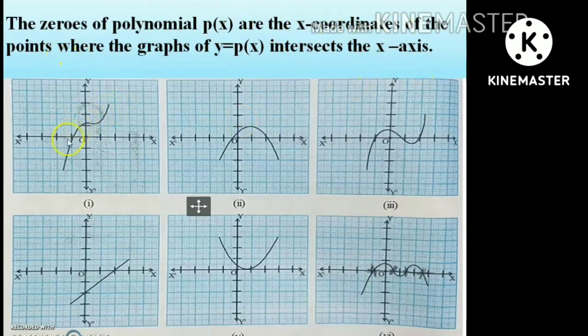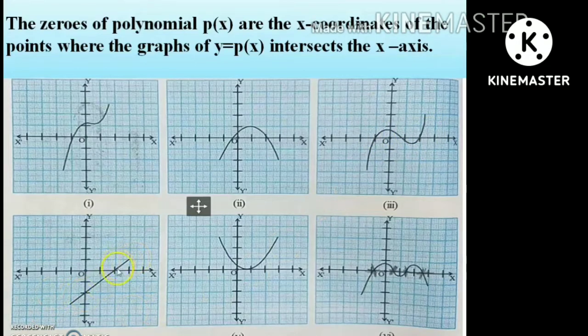For example, this curve is there, right? Where is it intersecting? It is intersecting at this point on the x-axis. So how many zeros are here? 1 zero is there since it is cutting the x-axis at this point. Similarly here we have 2 zeros. Why? Because it is cutting the x-axis at 2 points. In this third figure, 1, 2, 3. Okay. So 3 zeros are there as it is cutting the x-axis at 3 points.